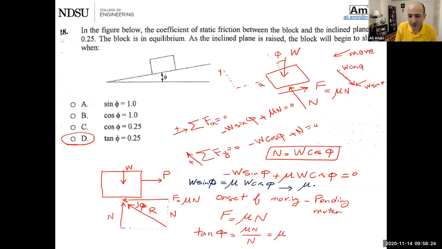So mu is going to be tangent of phi. We have 0.25. People already said that long time ago. It is option D. But again, as a general rule, remember that relation between tangent phi and mu. So if you see a problem like this, boom, you don't even need to do it. You can pick it and move on to the next one. Okay. Any other questions?